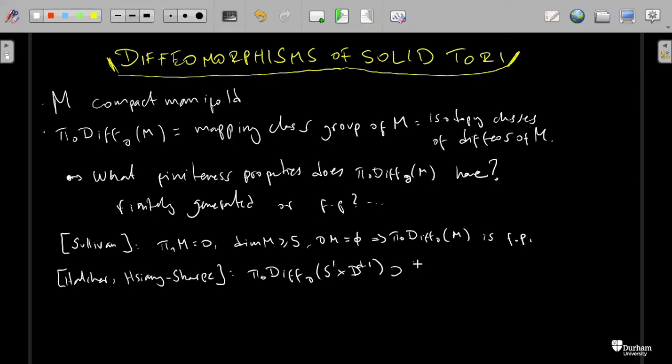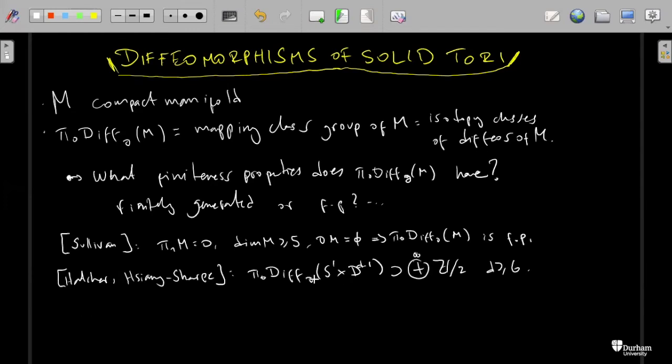contains infinitely many copies of C mod 2. This is countably infinitely many of these guys. This is provided the dimension of the solid torus is bigger or equal than 6. This does not happen in low dimensions, right? For example, when D is 3, this group here is trivial, I think. So this is definitely a higher dimensional phenomenon, and with this more things happen.